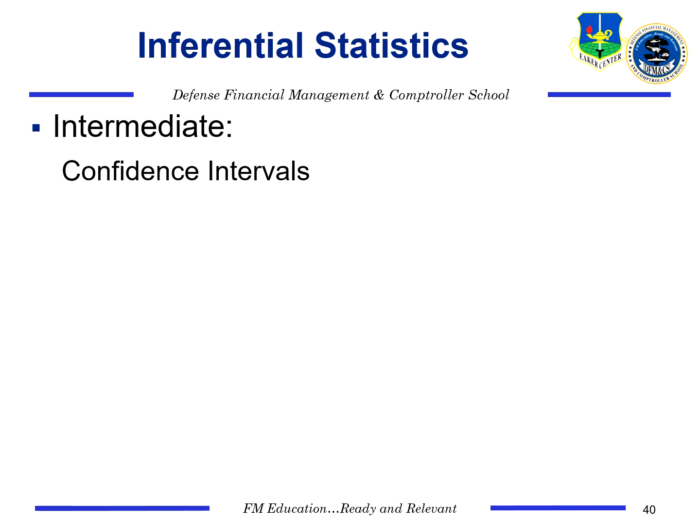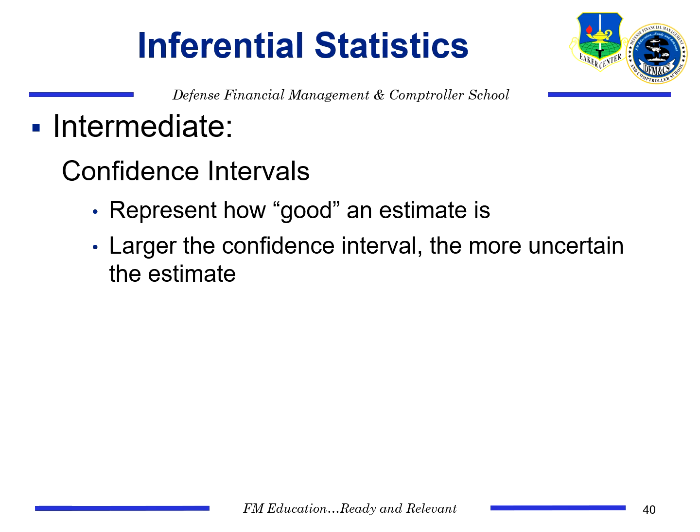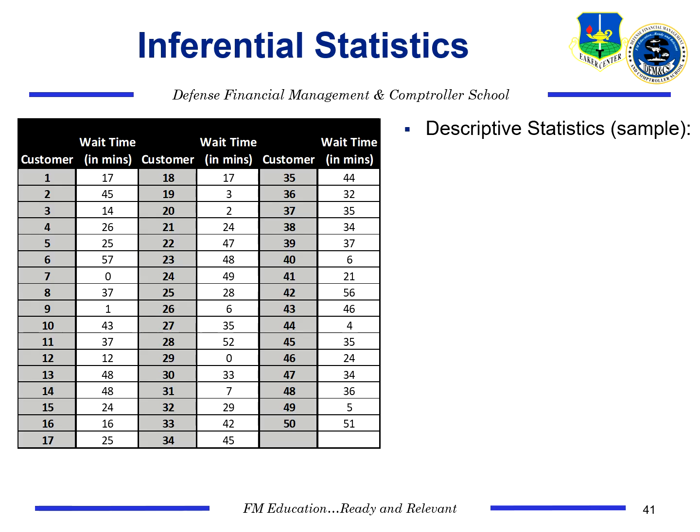Now we're going to talk about confidence intervals. They represent how good an estimate is. The larger the confidence interval, the more uncertain the estimate. And the example we're going to go over is customer wait times. So here we have a set of data that has different customers' wait times.